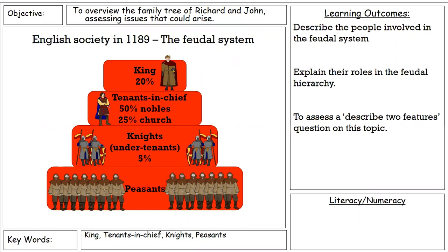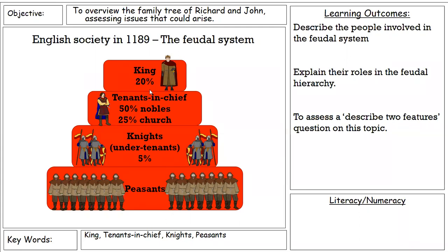I'm going to trial it with the Year 9 lesson that I did this week on English society in 1189, looking at the feudal system. So the point of this lesson was to, number one, describe the people involved in the feudal system, look at their roles, and also in the hierarchy, and also just to look at a describe two features question on this topic. So this here is the feudal system.